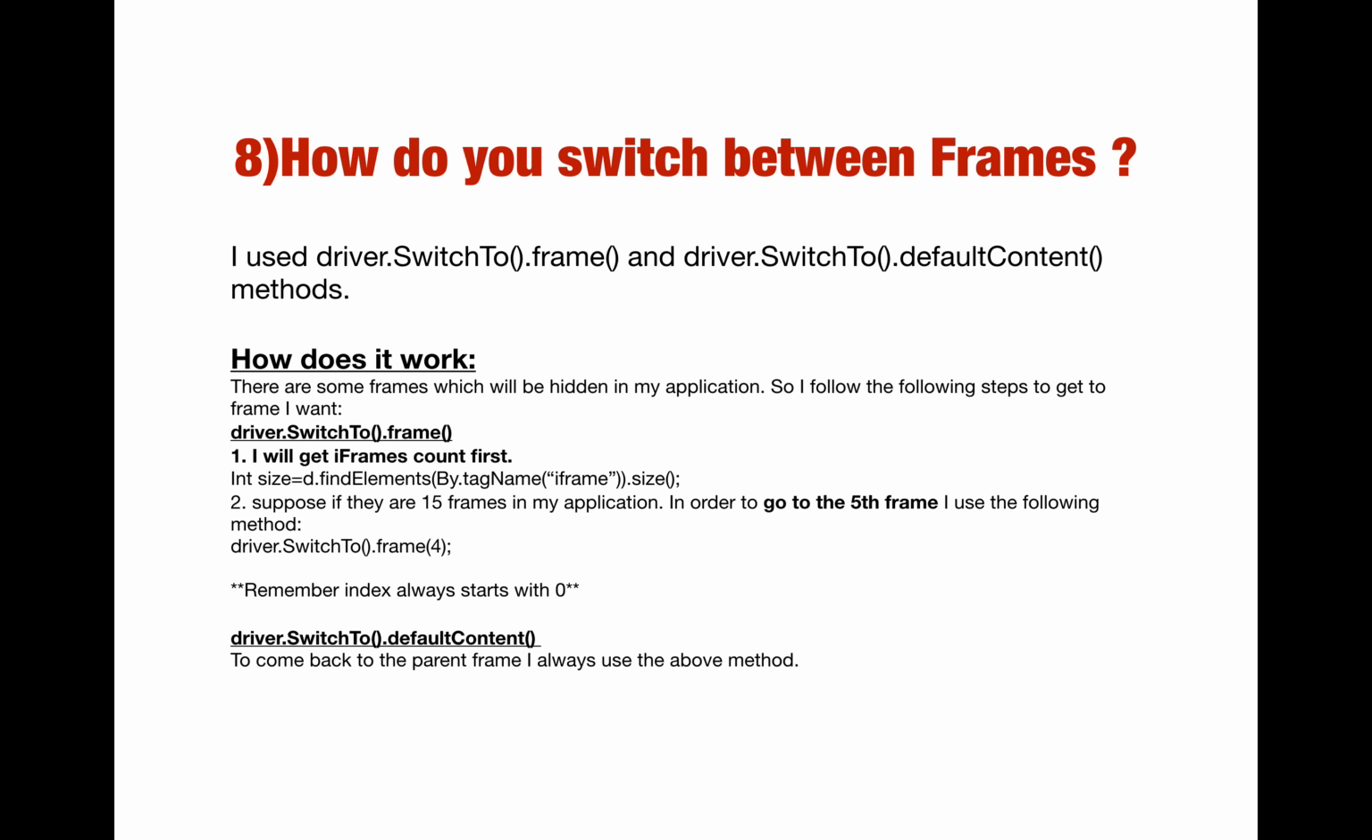Now if you have 15 frames available in your application, you can use the indexing concept. All indexes always start with 0. So if you want to go to the fifth frame, you have to make sure it is 0, 1, 2, 3, 4: driver dot switchTo frame, and give the index as 4. Then your focus will go to frame number 5.